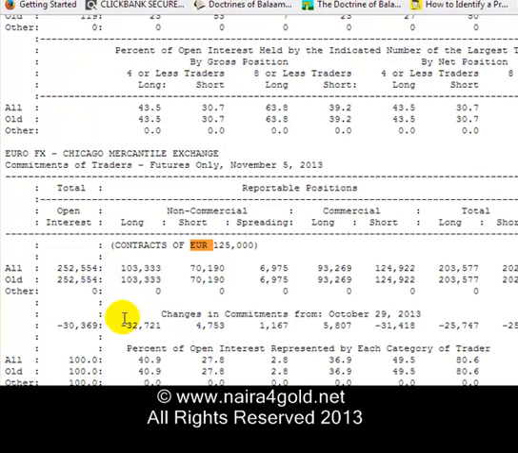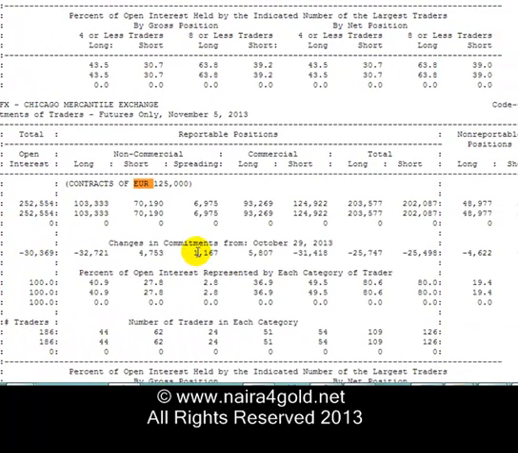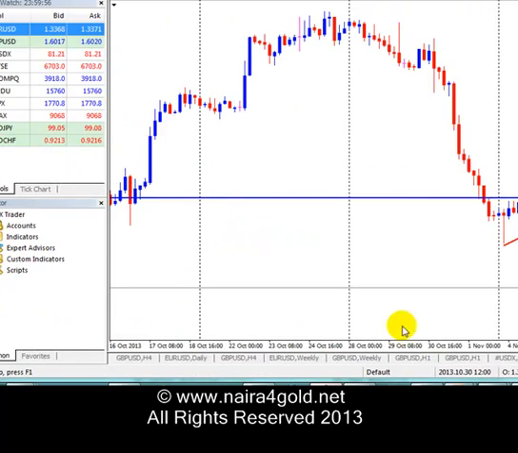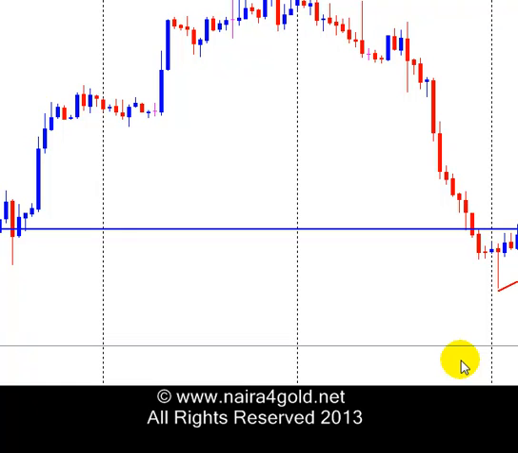But then with the negative open interest, we expect euro to still go and retest the 1.300 level, and a break of which we will see it nosediving further down. So we are bearish on the euro in the coming week, November 10th to November 15th.